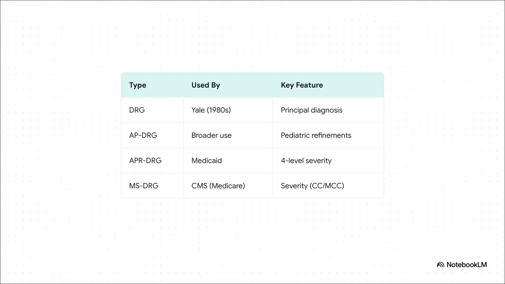It's actually really interesting to see how this system evolved. The original DRG was developed by Yale University way back in the 1980s, and it focused heavily on early grouping by just the principal diagnosis. Over time, it expanded. We got the IPDRG, which added pediatric and obstetric refinements. Then came the IPDRG, which brought in a 4-level severity scale primarily for state Medicaid programs. Finally, introduced around 2008 and used by CMS and most commercial payers today, we have the MSDRG. Its real claim to fame? It heavily differentiates cases based on severity and comorbidity.